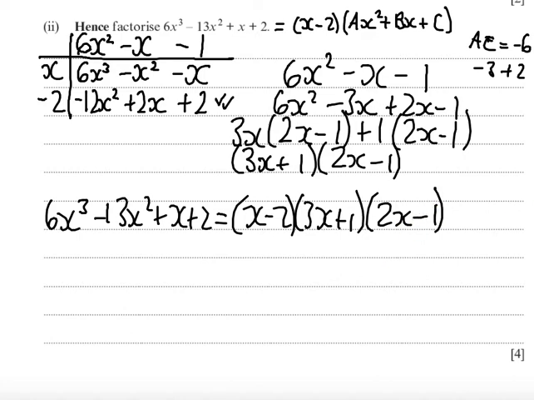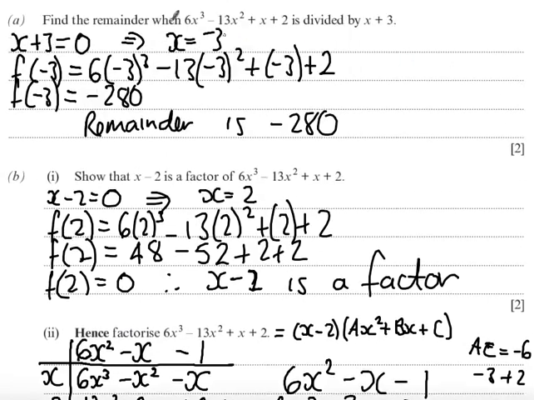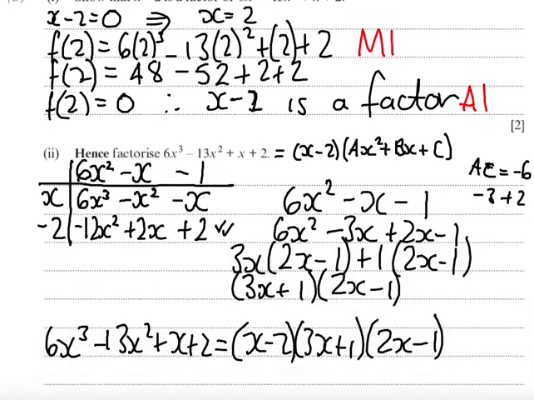Okay, let's go back over this and see how marks are awarded. In part A, a method mark is awarded for showing that we're going to substitute x equals minus 3, and then an answer mark is given for getting the remainder of minus 280. In part B part I, we get a method mark for substituting in x equals 2 and an accuracy mark for showing that we get this value of 0 when we substitute it into that cubic.